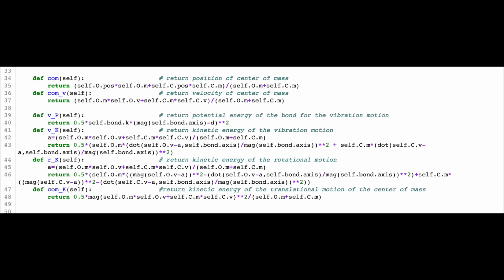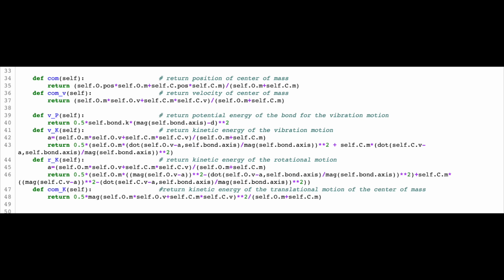I am going to show you my part of the work instead of breaking down all the code. Com is to return the position vector of the center of mass of the molecule. Com V is to return the velocity vector of the center of mass. Vp is to return the potential energy stored in the bond, similar to the potential energy stored in a spring.